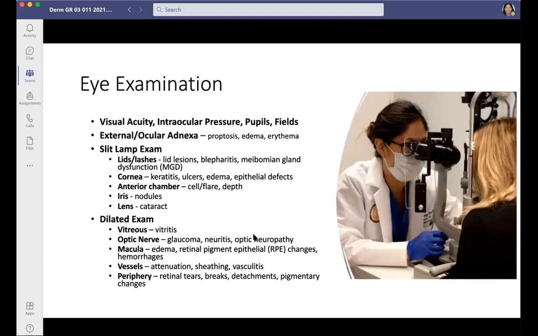And then we'll use our special lenses to be able to look inside the eye at the retina and optic nerve, the retinal vessels, and so forth. And we can do that either using the slit lamp, or we also have the headlamps, which are indirect ophthalmoscopy, to be able to look at that, as well as, as I mentioned, a variety of imaging modalities.